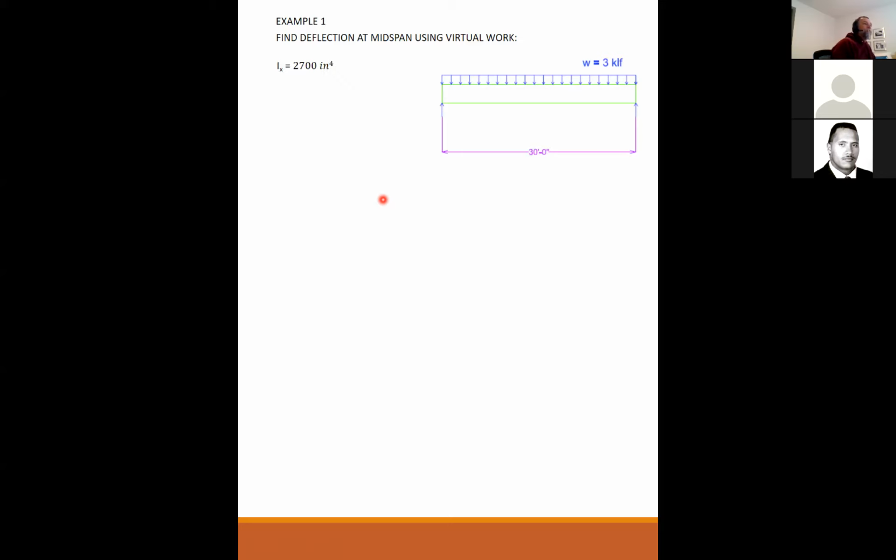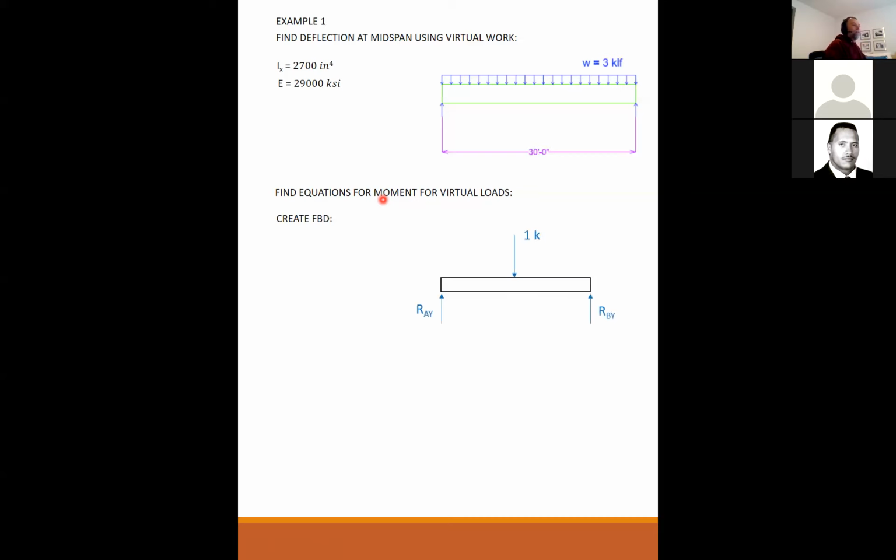In this case, I chose a beam where the moment of inertia is 2,700 inches to the fourth. This is a steel beam, so Young's modulus is 29,000 ksi. In order to solve this, we need to find the equations for moment for the virtual loads. So I create a free body diagram. Now, here's where things get a little more interesting.